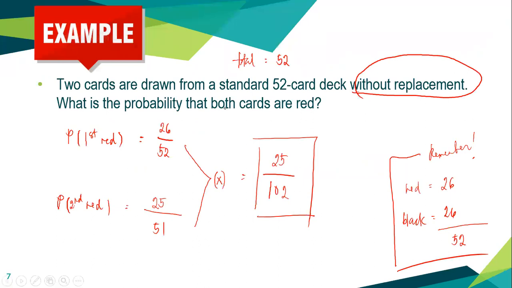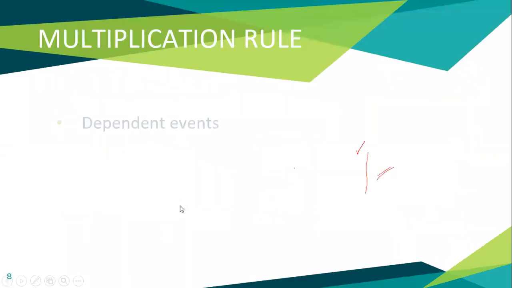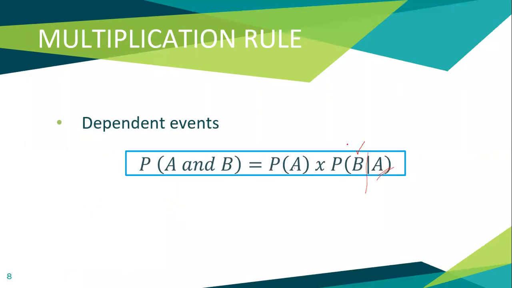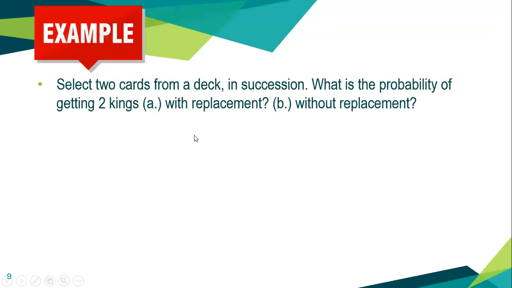Since we already drew a red card, the number of red cards was reduced in our second outcome. Okay? Do you get what a dependent event is? So let's try another example. Let's go over it, so take note of this formula again. It looks somewhat similar to independent, so you won't get confused. So we have this one.